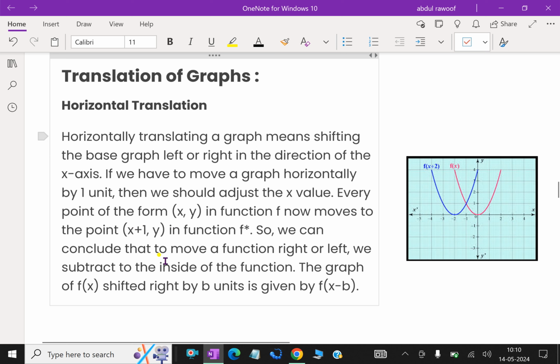So we can conclude that to move a function right or left, we add or subtract inside the function. The graph of f of x shifted right by b units is given by f of x minus b. Look at here, this graph moves left by 2 units. That means here f of x becomes f of x plus 2. Remember, f of x becomes f of x plus 2 if it moves leftward.